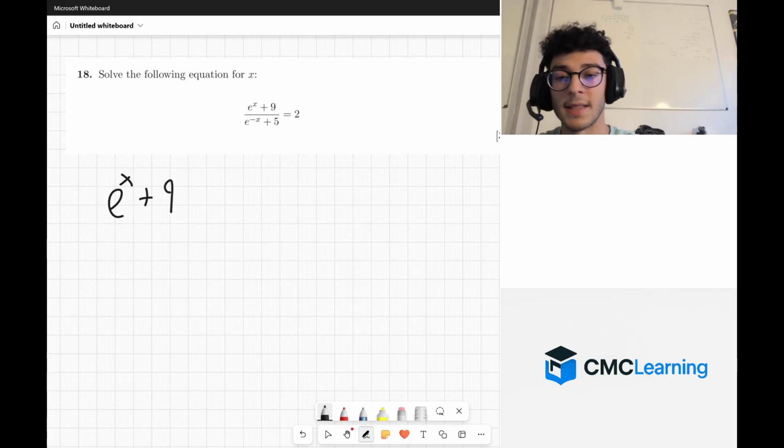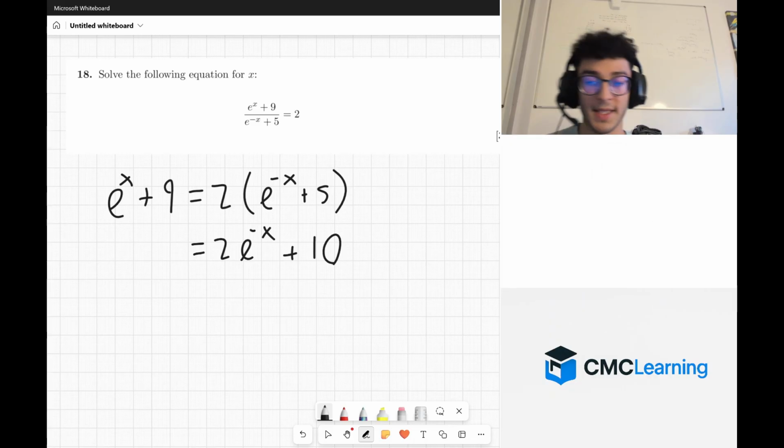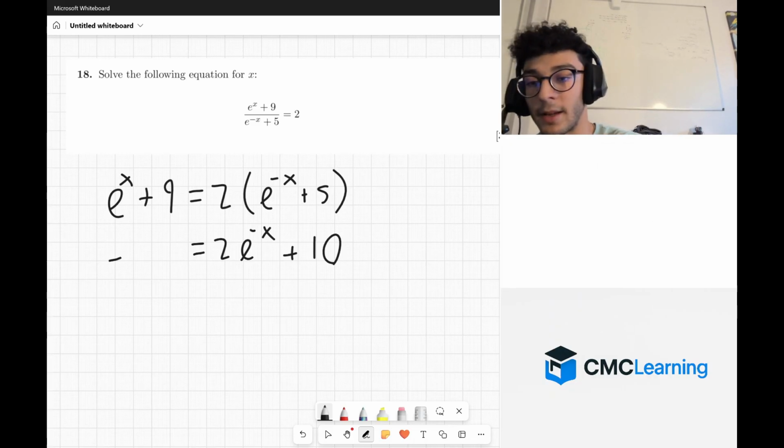We get e to the x plus 9. This is going to be equal to 2 multiplied by this, which we can expand out as such, plus 10. Typically I should probably write this in.